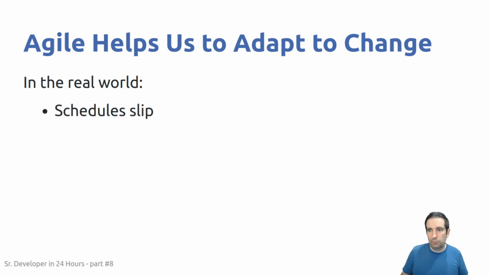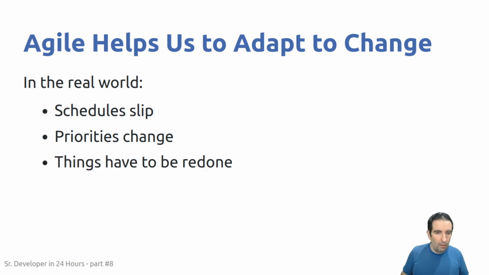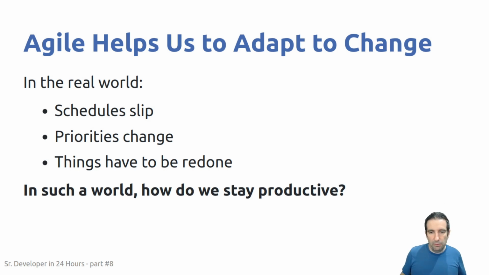Because schedules will always slip. Priorities change. Or maybe priorities were not properly aligned in the first place. Things have to be redone because we run into bugs, things like that. So we have all of these problems. So, in such a world, how do we stay productive?